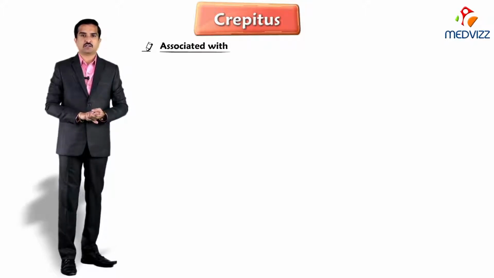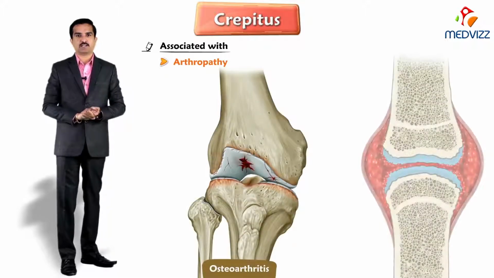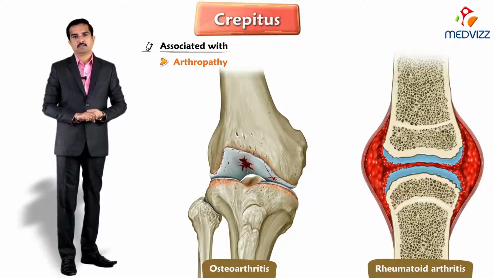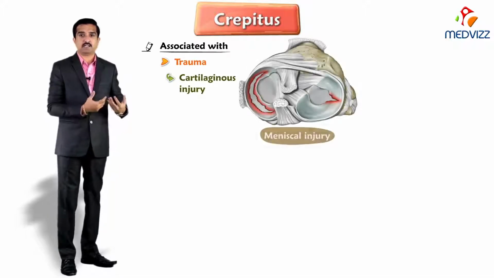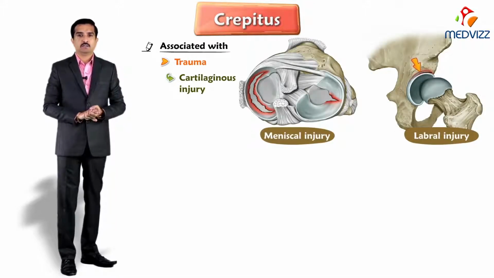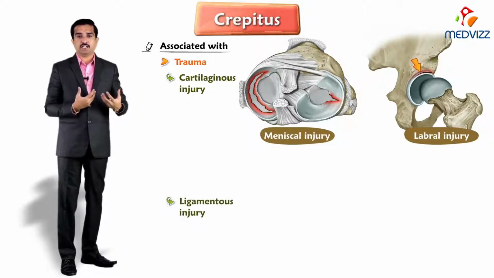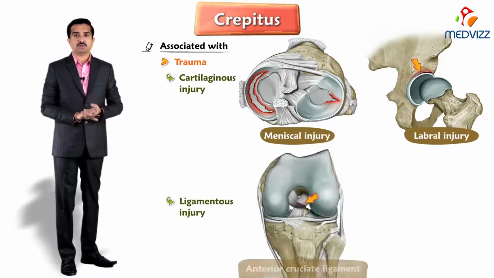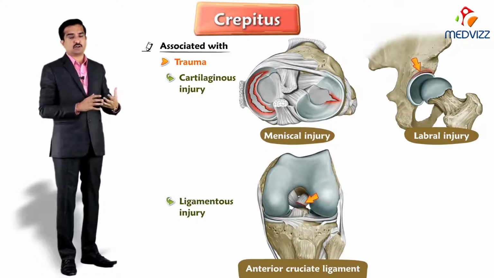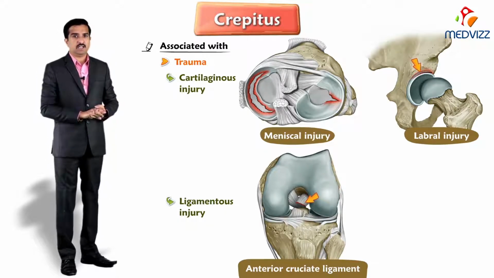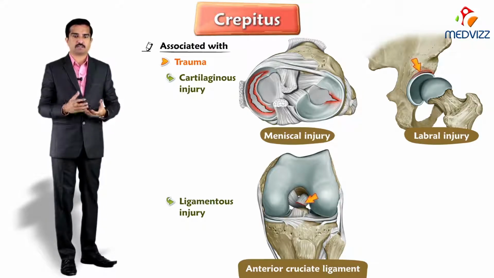Most commonly, these are associated with arthropathy, examples like osteoarthritis and rheumatoid arthritis, and traumatic conditions like cartilaginous injury, like meniscal injury and labral injury, or maybe because of ligamentous injury, most often due to an anterior cruciate ligament injury. So all these conditions are associated with the development of an abnormal sound called crepitus.